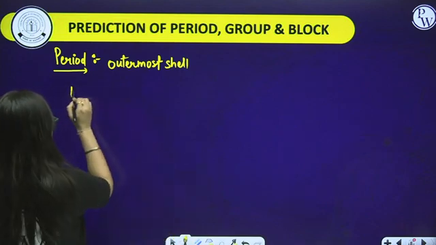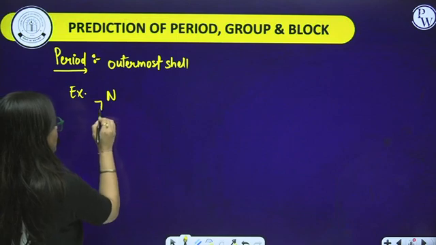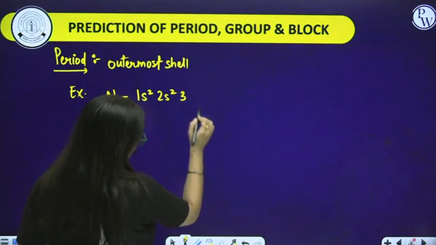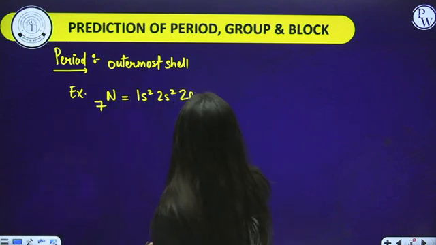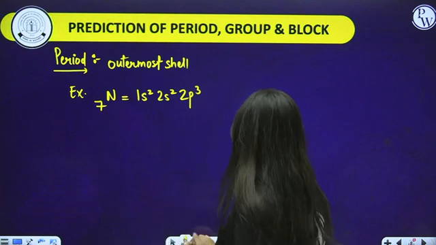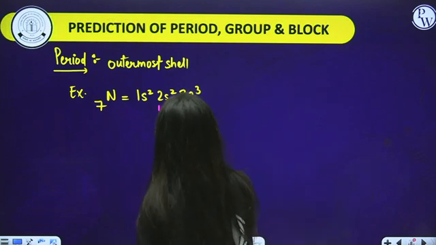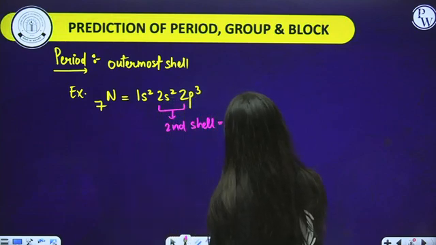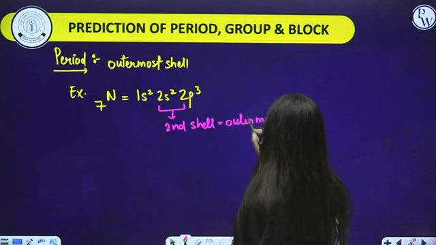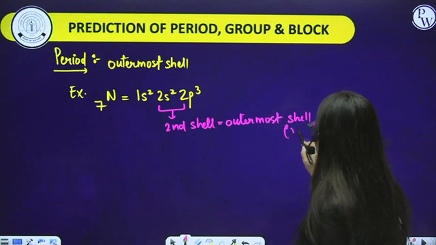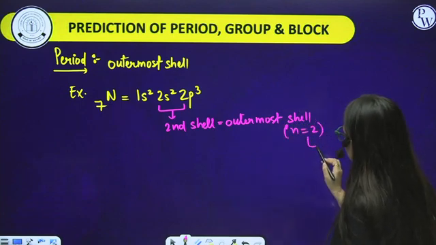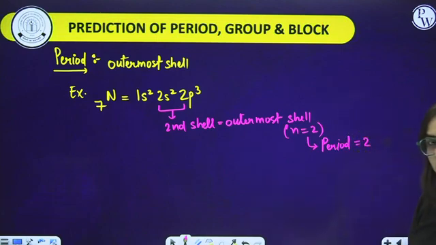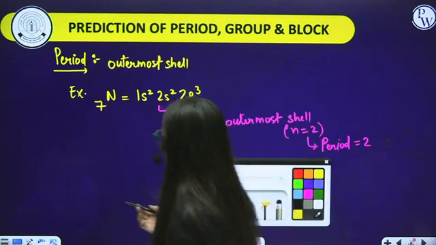For example, let us take an example of nitrogen. Nitrogen has an atomic number 7. So it is going to be 1s2, 2s2, 2p3. That means what is the outermost shell over here? Ma'am, outermost shell is second shell. Second shell is the outermost shell. So that means the n value over here comes out to be 2. That means this is your period. So the period here comes out to be 2. Clear everyone?